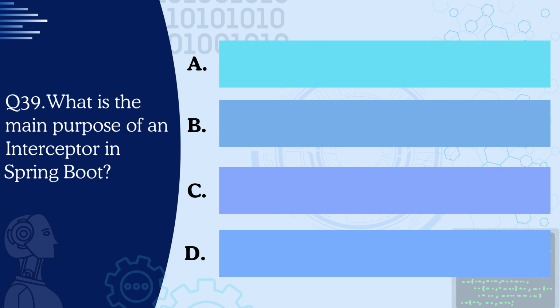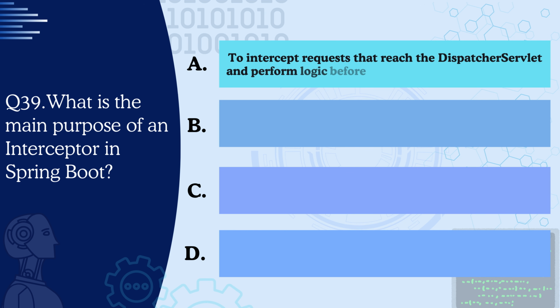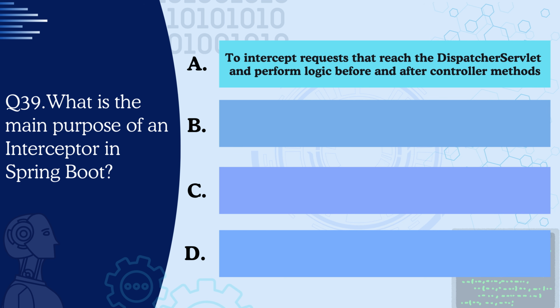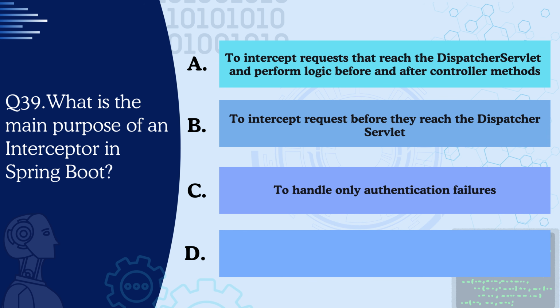Question 39. What is the main purpose of an interceptor in Spring Boot? A. To intercept requests that reach the dispatcher servlet and perform logic before and after the controller methods. B. To intercept requests before they reach the dispatcher servlet? C. To handle only authentication failures? Or D. To process JSP rendering? So the correct answer is A. To intercept requests that reach the dispatcher servlet and perform the logic before and after controller methods.